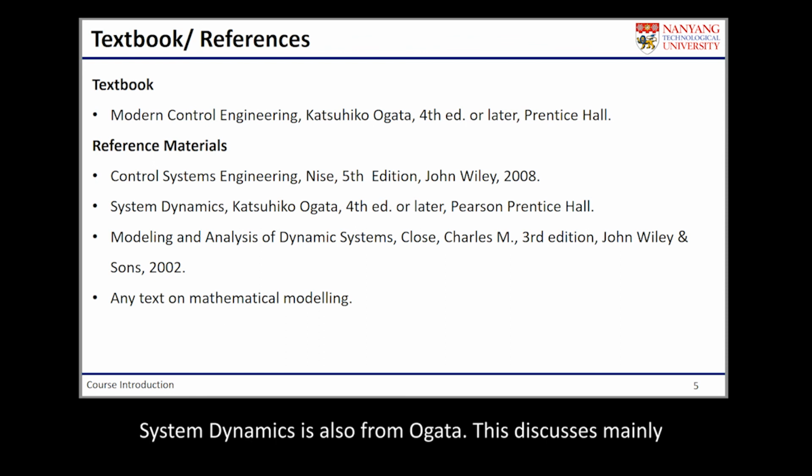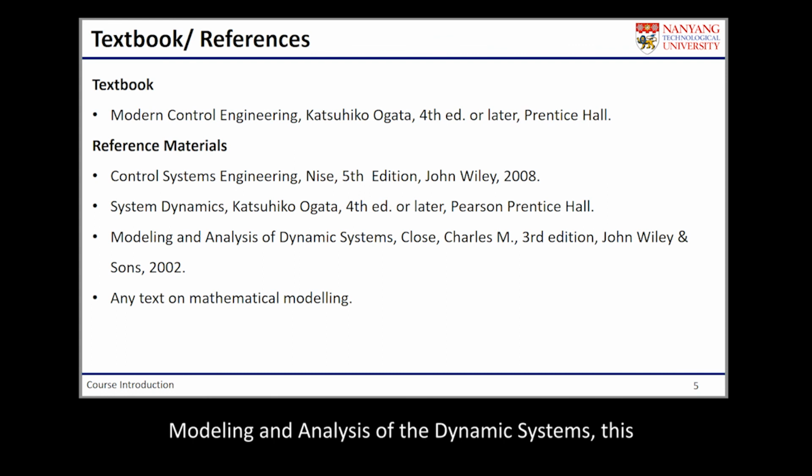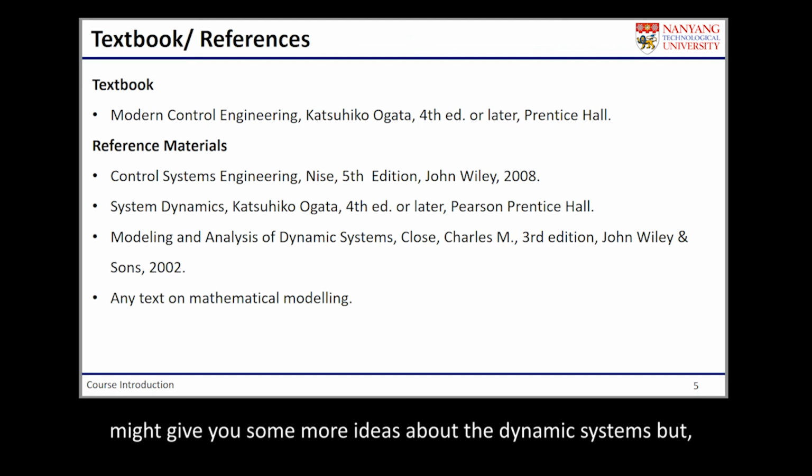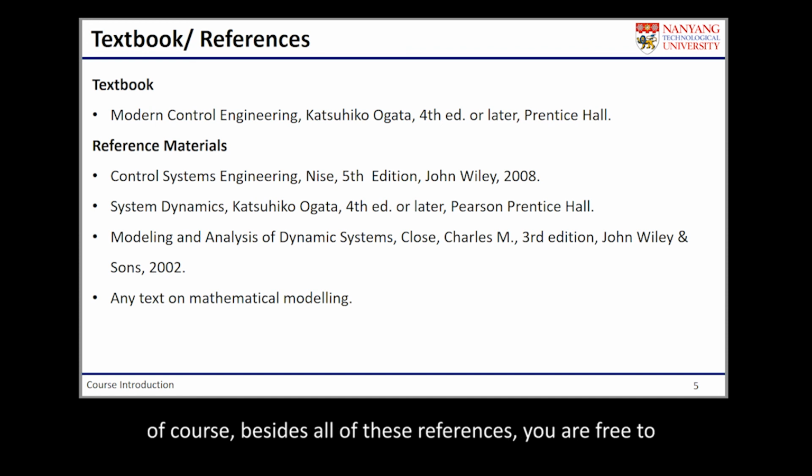In addition to that, there are also some other references that you can use. System Dynamics, also from Ogata, discusses mainly dynamic systems. And then from Close, Modeling and Analysis of Dynamic Systems, this might also give you some more ideas about dynamic systems. But of course, besides all of these references, you are free to use any text, any reference on dynamic systems and on control.